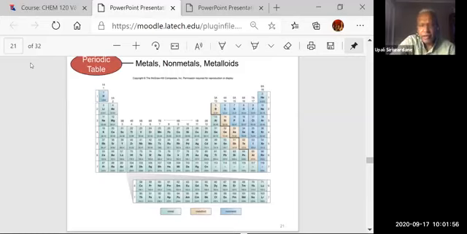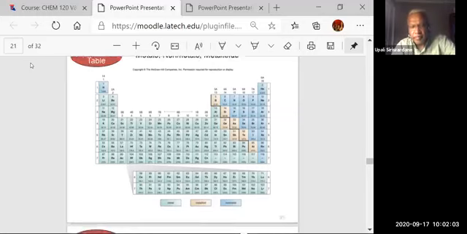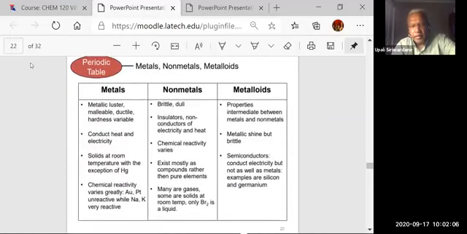Non-metals are on the right side. Metals are on the left side. Metals have certain properties: they conduct electricity and are solid at room temperature, except mercury. Chemical reactivity is different. Non-metals are brittle, dull, non-conducting. Chemical reactivity varies. And metalloids have in-between properties between metals and non-metals.